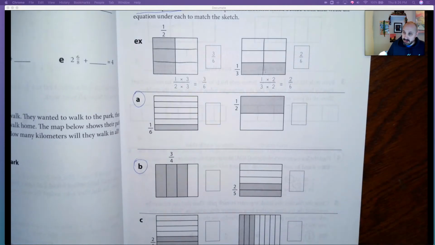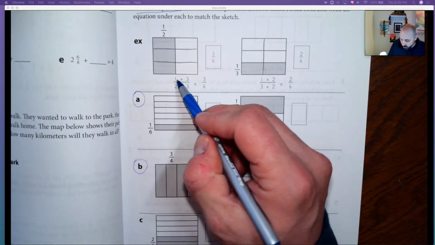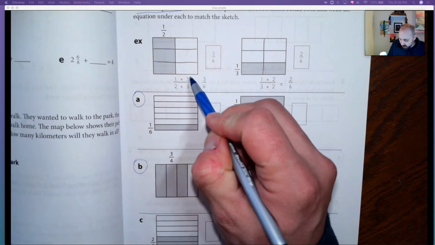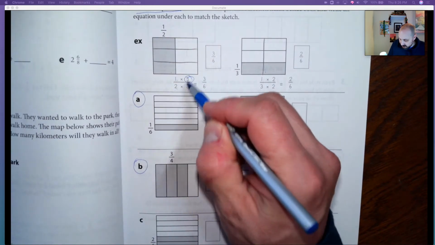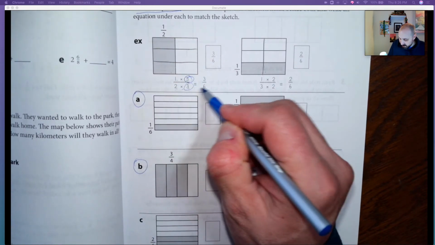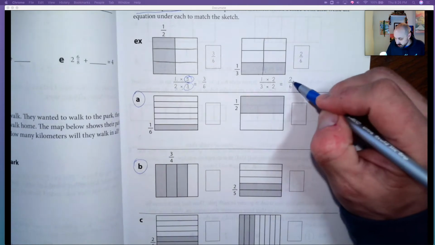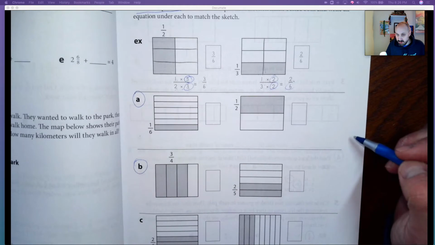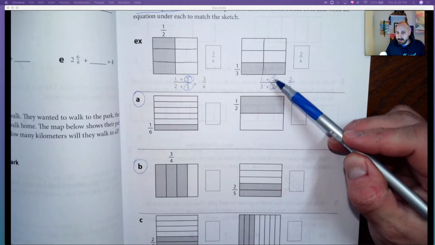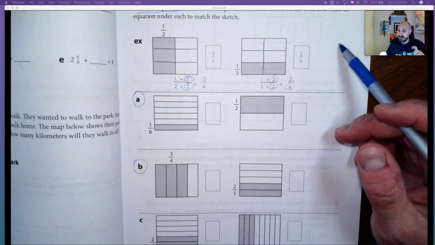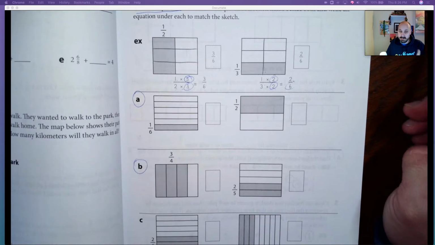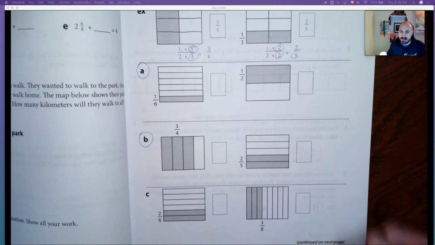And the equations underneath, they have 1/2, so 1 times 3 gives them 3 sixths, 2 times 3 gives them 6 sixths. Then 1/3, 1 times 2 gives them 2 sixths, 3 times 2 gives them 6 sixths. So whatever you do to the bottom, you do to the top. They're multiplying by the same number to get the equivalent fraction. Okay, so let's look at that in real time with A.